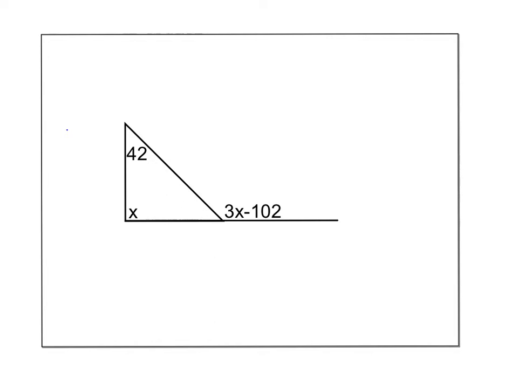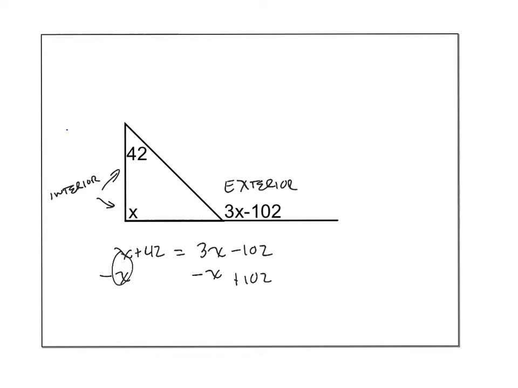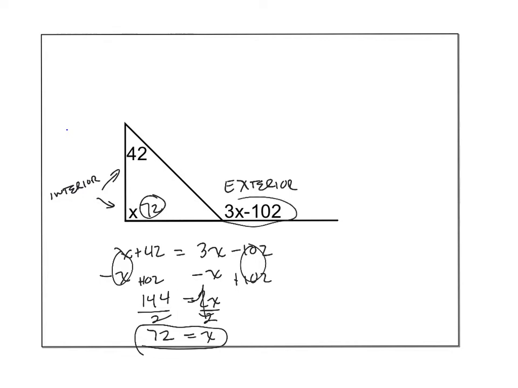And hopefully you recognize that this is your exterior angle, and these two are your other interior angles. So I'm hoping you remember that it's going to be x plus 42 equals 3x minus 102. Then a little bit of algebra, subtract x, add 102. So you get 2x equals 144, divide by 2, and x equals 72. There's our answer. So this would be 72, and this we could figure out pretty easily.